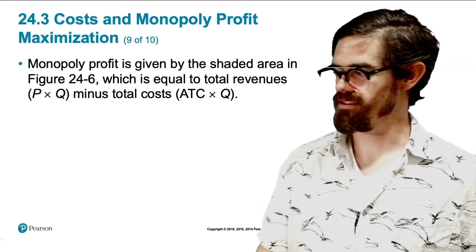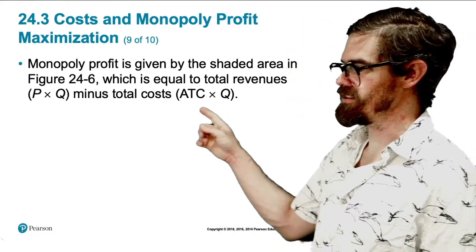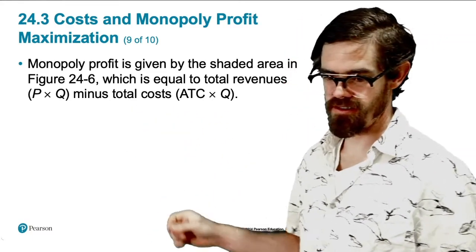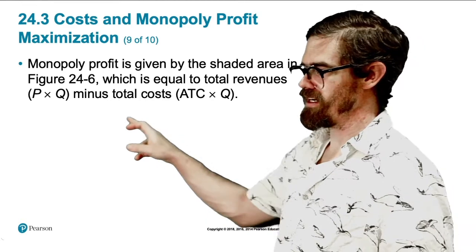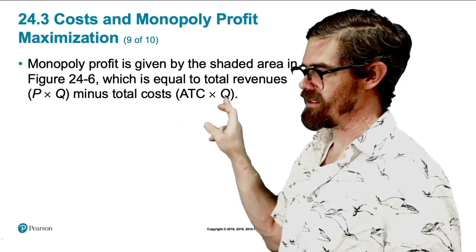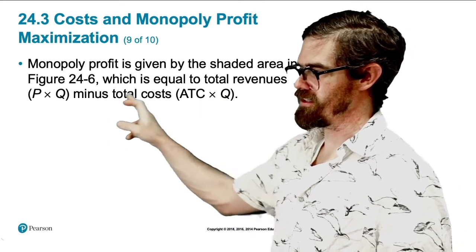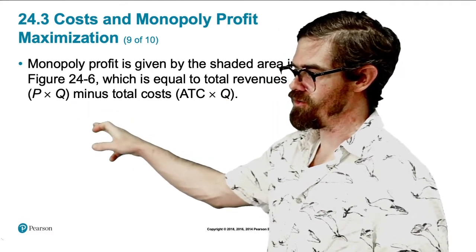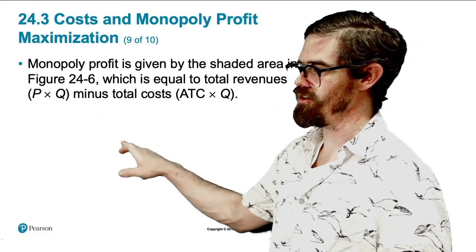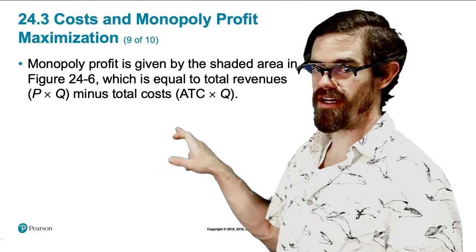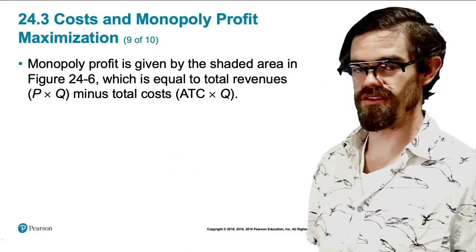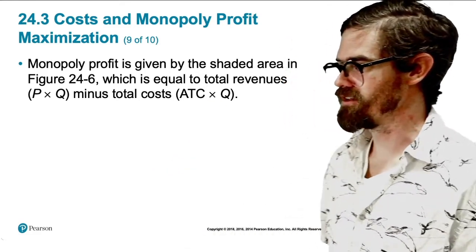And in fact, this is nice because if you wrote this out, you'd have P times Q minus ATC times Q, and you could factor Q out so that this is equal to Q times (P minus ATC) in parentheses. So I'll show you what that looks like graphically.